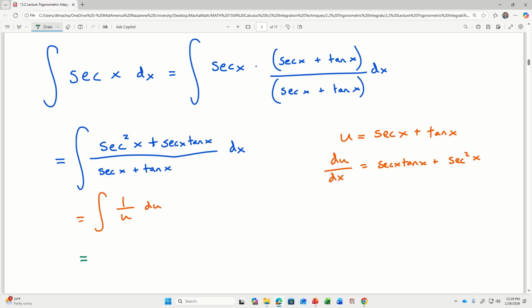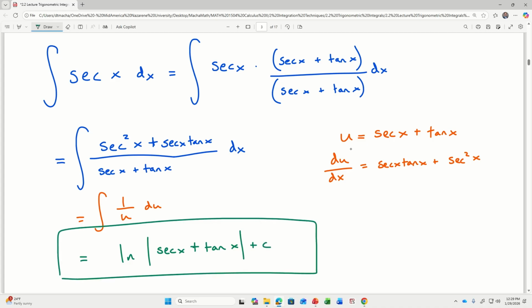And that might be your third or fourth choice of u, because it's really not obvious at all. But it's fine if you've got to guess, check, and start over. Now the antiderivative of 1 over u is natural log, so we write natural log of absolute value. Then we replace the u with secant x plus tangent x plus c for my antiderivative.